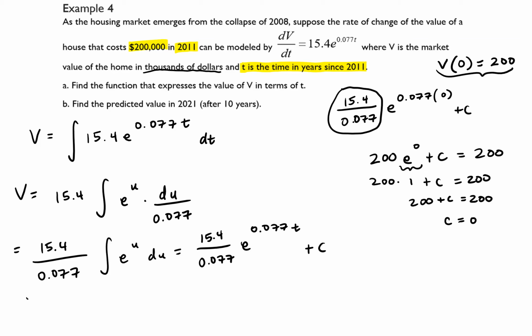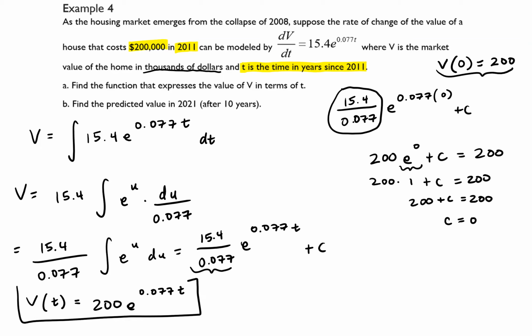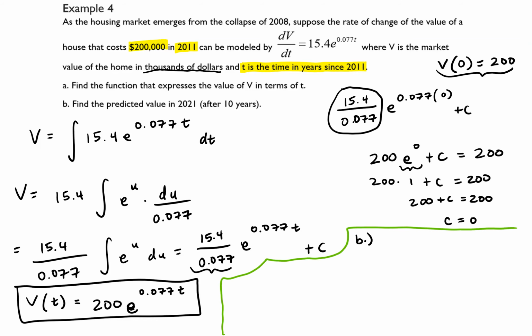So our final function, v of t, is going to equal 200 e to the power of 0.077t, and then we found that our constant of integration was 0, so we can just leave it off like that. So that was all for part A. I'm going to see if I can make some room for part B. This was part A.